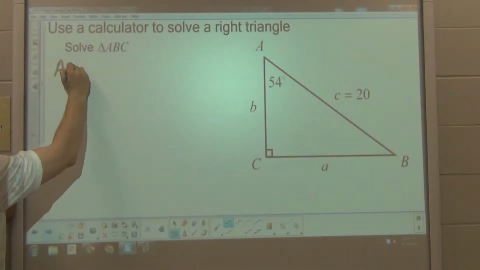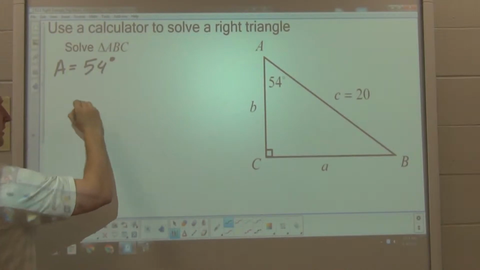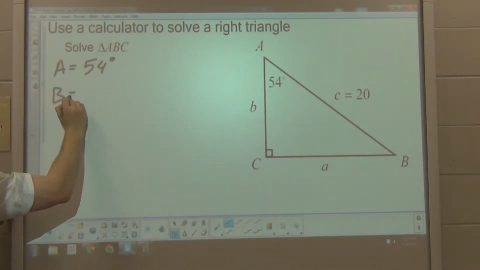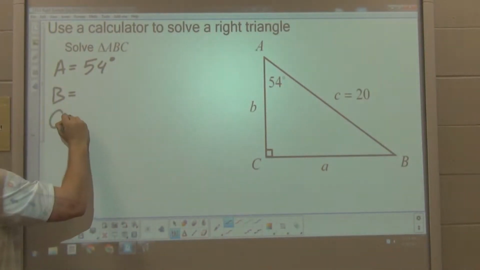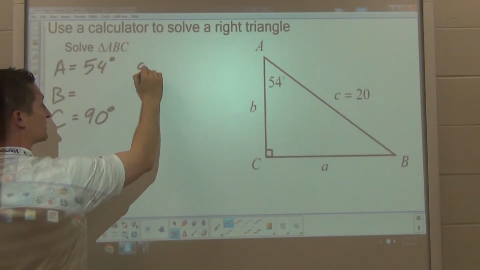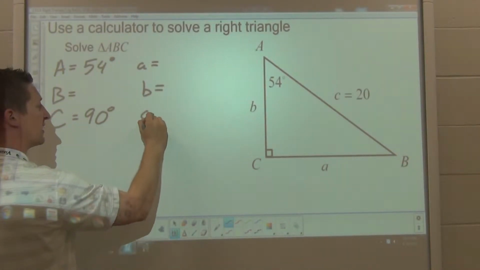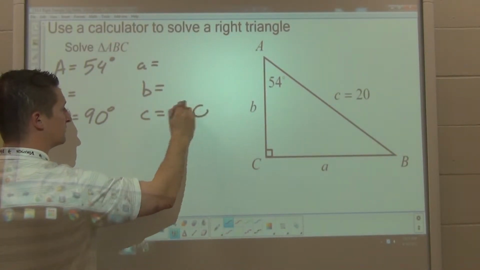Things that I know. Angle A, I know that's 54 degrees. It's a good place to start. Angle B, I'm not sure yet. Angle C is the right angle, so it's 90 degrees. My side lengths: side A, don't know. Side B, don't know that either. Side C is 20. Wonderful.